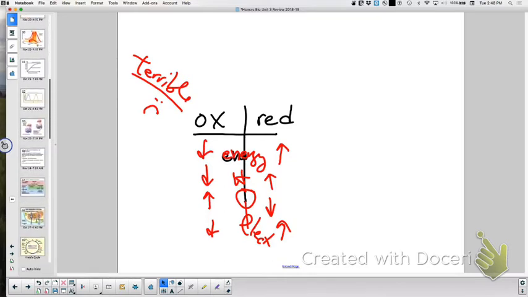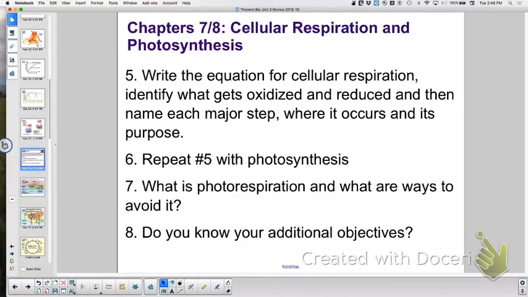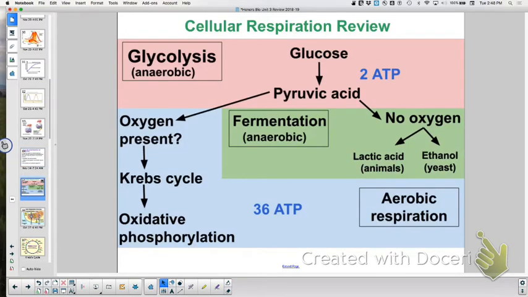Okay. Let's go here. All right. We have reviewed this so much, but the equation for cellular respiration and photosynthesis, right? You want to be able to identify what gets reduced, what gets oxidized, where it occurs, each step, and what its purpose is. If I was going to summarize cellular respiration, take a look at this diagram. When it says oxidative phosphorylation down here, what is that referring to?